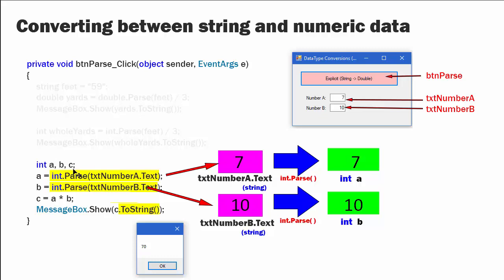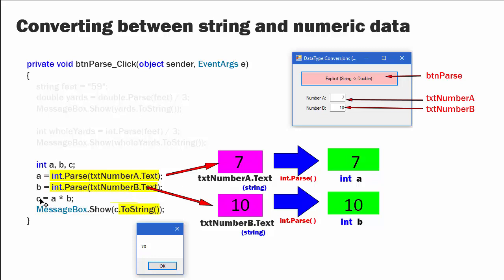So I'm creating 3 variables called A, B, and C. They're all integers. I'm going to assign the value of A being whatever the user's entered into this text box, txt number A. I'm going to get the text property because that's what they've entered into. That is a string, so I need to convert it to an integer using int.parse. Same thing with what they've entered into the text for txt number B text box. I need to convert that string to an integer using int.parse.